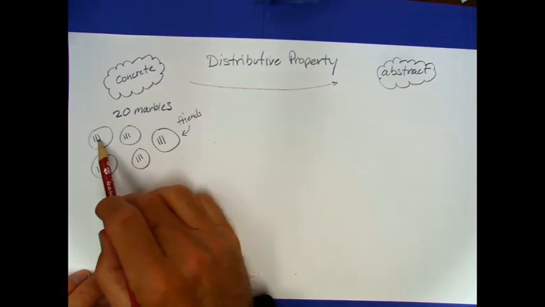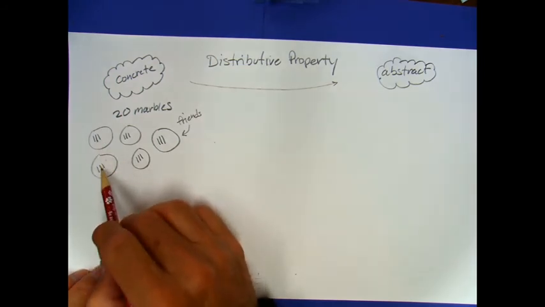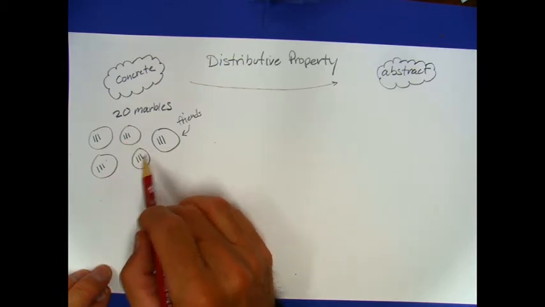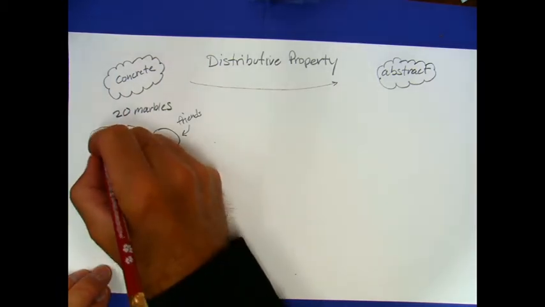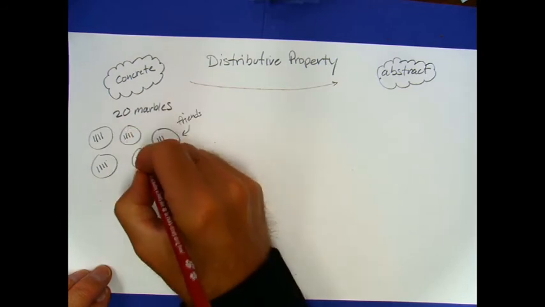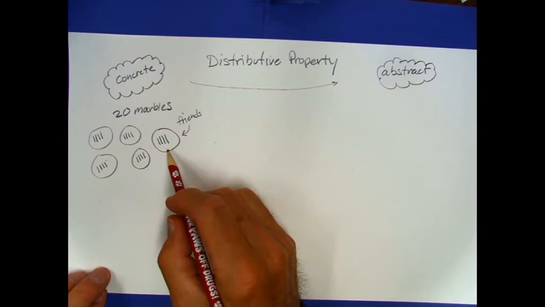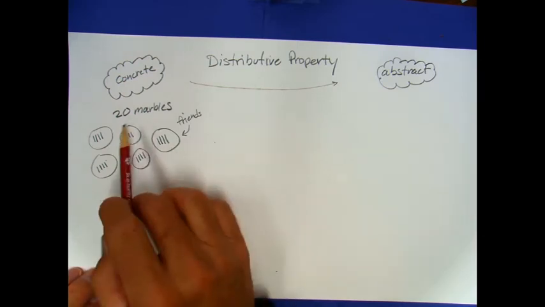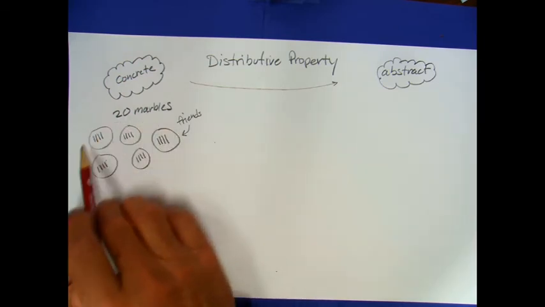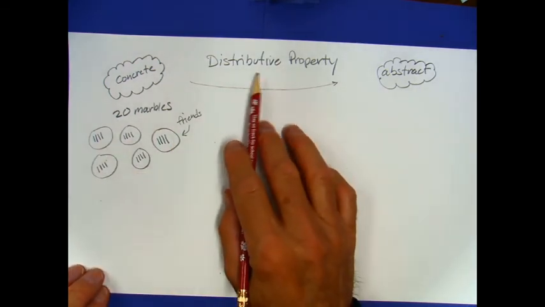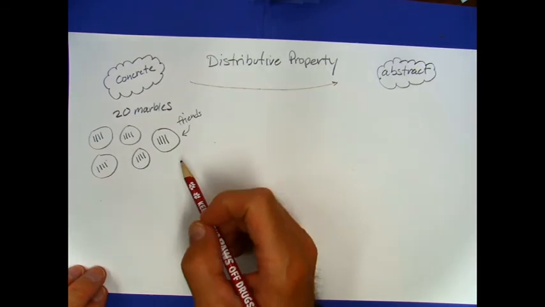So I have 3, I'm going to use my skip counting. 3, 6, 9, 12, 15. 16, 17, 18, 19, 20. There's all my 20 marbles. Now you took 20 marbles and you distributed them amongst 5 friends. That's a property in math that's used a lot.